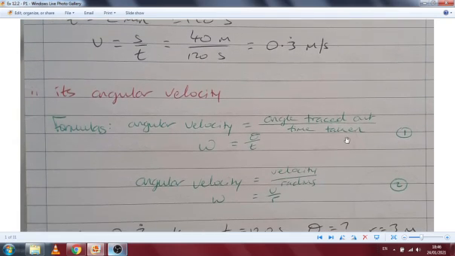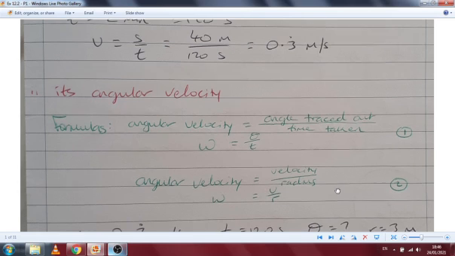Second question, we're asked for its angular velocity. This is our first question dealing with finding angular velocity. From our tables or textbook, angular velocity is the angle traced out over the time taken, so omega is equal to theta over time. Another way to look at angular velocity is that it is the velocity over the radius. That's a second formula we can use: omega is equal to v over r.